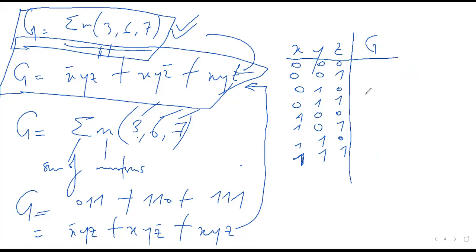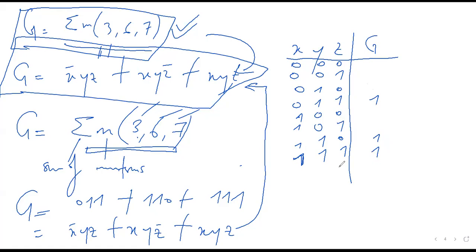Right, my function G. Where did it come from? It came from here, the sum of products, 3, 6, 7. What it means is that at M3 the function has an output of 1. 0, 1, 2, 3. There is a 1 here, 4, 5, 6. There is a 1 here. There is a 1 here. That is basically what it means.